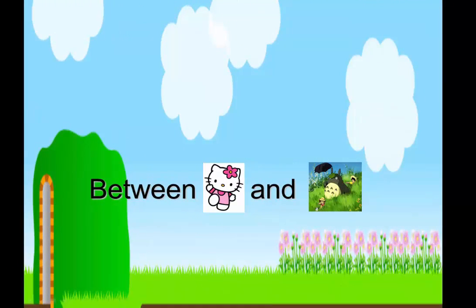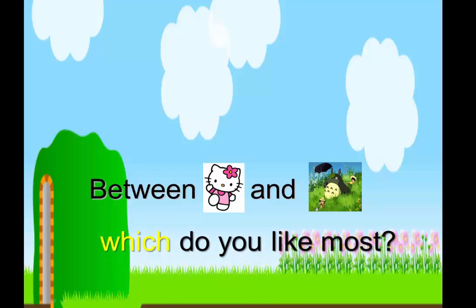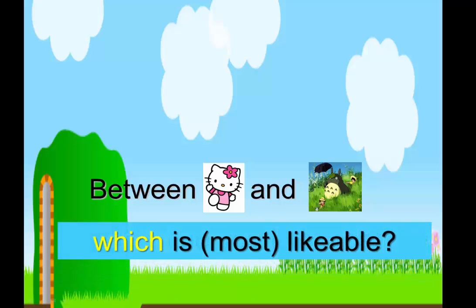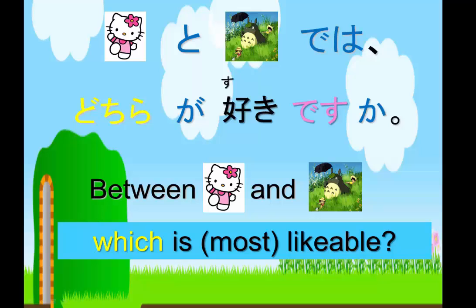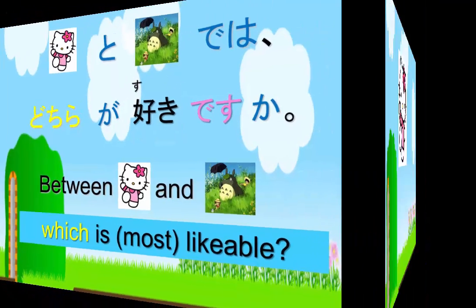Finally, we're going to say which we prefer. So between Hello Kitty and Totoro, which do you like most? In Japanese, you have to say it, which is most likable. Okay, Hello Kitty to Totoro dewa, dochira ga suki desu ka? Now for this sentence we use the Japanese word suki, which means likable. It's an adjective, but it's like our English verb to like.